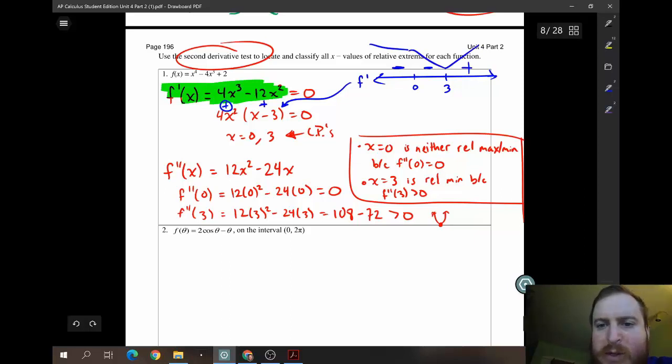In the old way, we would have seen, yes, x equals 0 is neither. Our explanation would have been different. Our explanation would have said, because f prime didn't change signs. And then x equals 3 is a minimum. And again, our explanation would have been because f prime changes from negative to positive. So it's a different explanation, a little bit different way of doing it, but we get the same result.